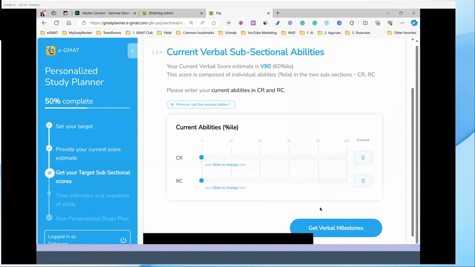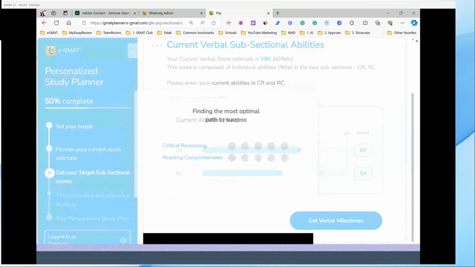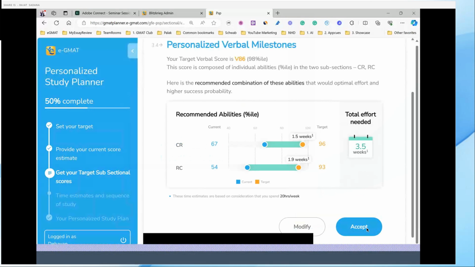Then it actually gives you your subsectional study plans as well. Subsection means within verbal you're looking at CR and RC. Within quant you're looking at arithmetic and algebra, and so on and so forth. So I'm going to put in my CR percentile and my RC percentile here. All of this data you get when you take a diagnostic test, either on e-GMAT.com or MBA.com. It takes that input, looks at your target score, and tells you how long you would need in CR and how long in RC.